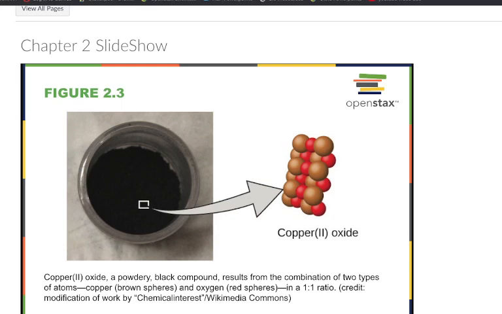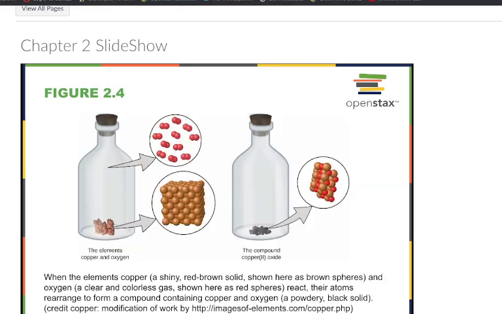The copper, brown spheres, and oxygen, red spheres, combine together in a 1-to-1 ratio. These two elements were combined, and you can see their reaction and the rearrangement of their atoms to form a compound containing both copper and oxygen instead of their original elementary components.